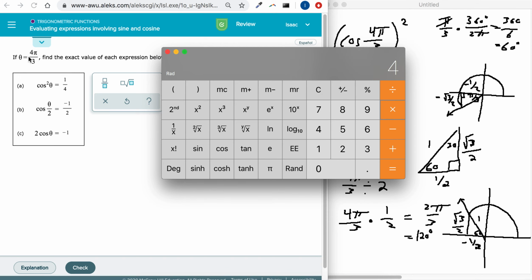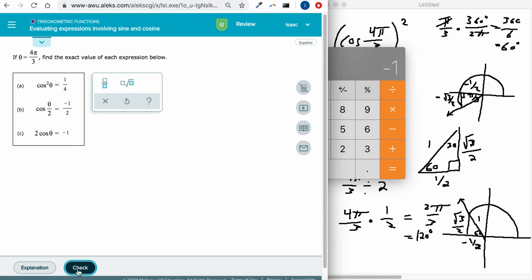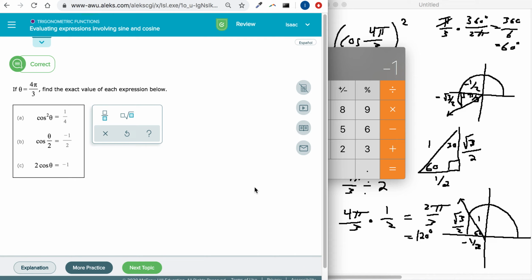Now do it again. Theta is 4 times pi divided by 3. But then it says divide whatever that is by 2. Okay, divide theta by 2. And if you find cosine of that radian measurement, it's negative 0.5, which is what we have here as a fraction. And then cosine theta, one more time, 4 times pi divided by 3. Cosine of that radian measurement times 2 gives us negative 1. So all of them checked out with our calculator. Two different ways of doing the same problem.